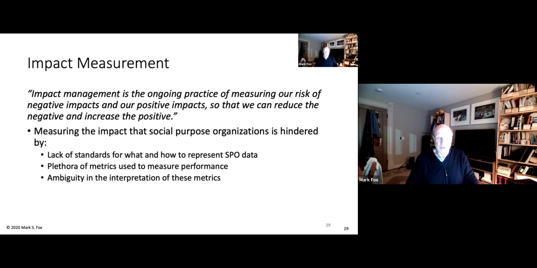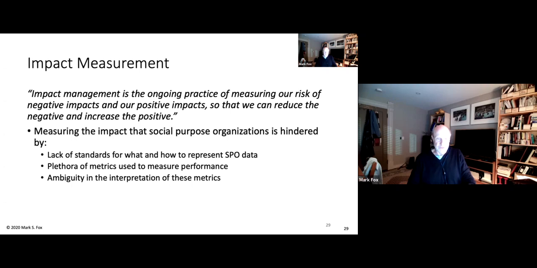It's growing in adoption throughout social services, at least within the Western world, because SPOs, or what are referred to as social purpose organizations, lack standards for how to measure impact, how to represent their data. They use a huge number of different conflicting overlapping metrics for measuring performance, and hence there's ambiguity in the interpretation of their metrics. So social services is a world which has shied away from data and quantitative analysis, measurement, et cetera, because the people who are attracted to social services naturally are not interested in quantitative approaches to their work.